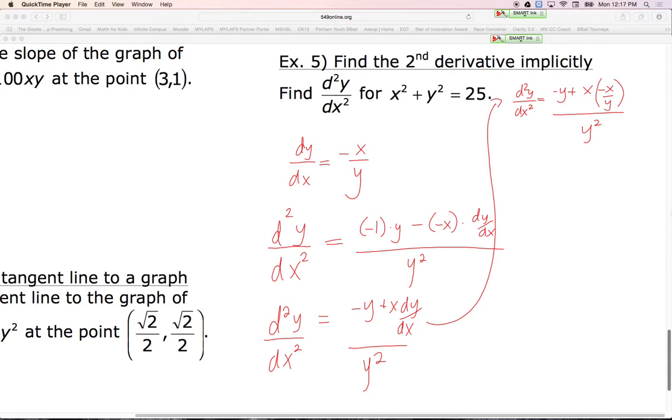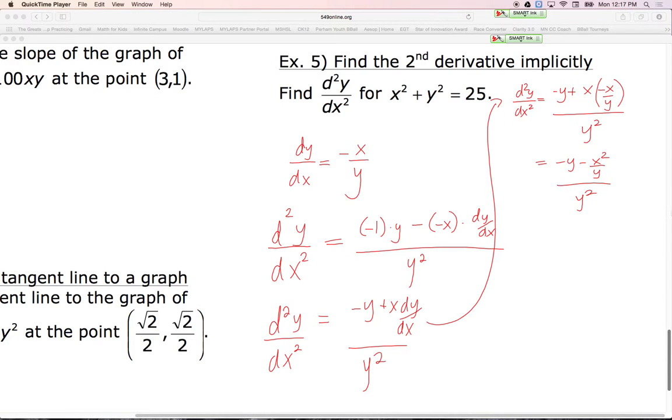All right, now, look what's going to happen here. I'm going to end up with negative y plus x squared. Sorry, my bad. What's supposed to be negative y minus x squared over y squared. Now, after you do your dy dx substitution, simplify as much as you can.